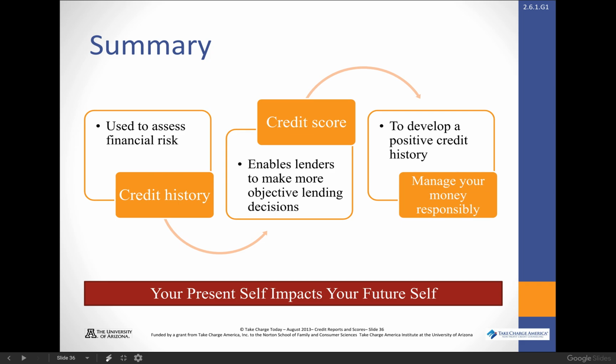Alrighty, so just wrapping up, we know that we can build a positive credit history, and that looking at our credit history is going to help us identify how risky we are to lend money to. Our credit history is going to be a huge factor in our credit score, and the credit score is going to be that snapshot, that grade that tells us if we are a good borrower. And our credit score helps us to continue to develop a positive credit history in order to manage our money responsibly.